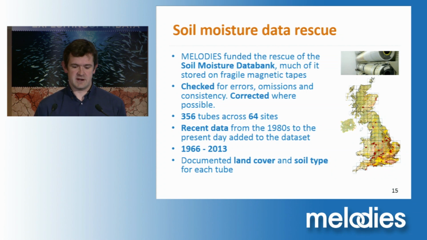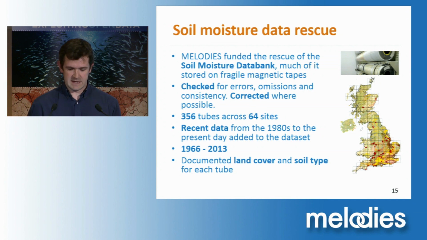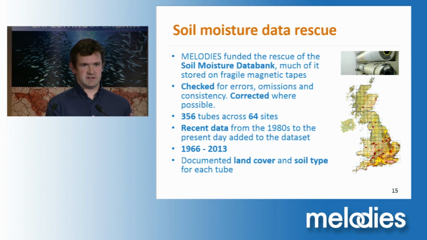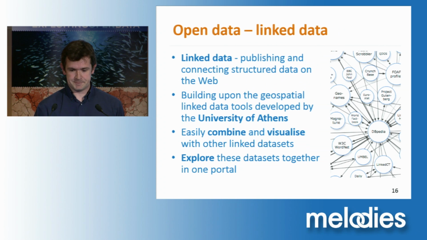And we've got a data set where we're looking at over 300 measurement tubes across 64 sites of the UK. We've also added more recent data from other projects, and we've got a nice data set now which goes back from the late 60s until 2013. And where possible, we've documented land cover and soil type for each tube.